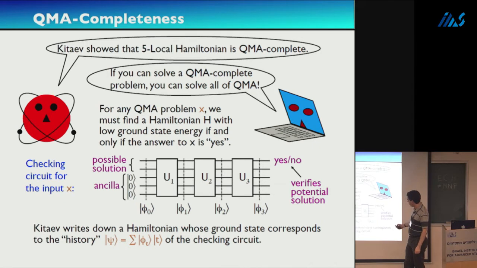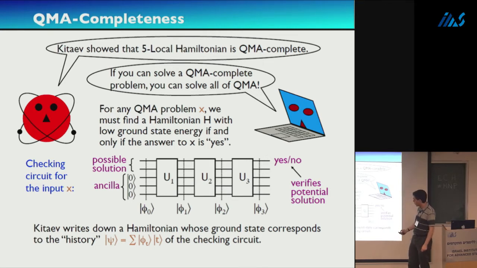Okay, so what we do is we take this circuit and we imagine running it on a possible solution, a possible witness provided by Merlin. Then we'll run through the circuit and we'll get an output which could be yes or no. So if the initial state of the circuit at time 0 is phi 0, and then phi 1 at time 1, phi 2 at time 2, phi 3 at time 3, then the way this proof works is that we can come up with a Hamiltonian, which is only interacting 5 qubits at a time, where the ground state is of this form, sum over t, phi t tensor t. So this second register is a new clock register that we've added on, and the first register just tells us the state of the circuit at different times.